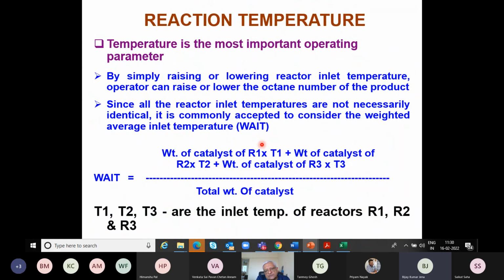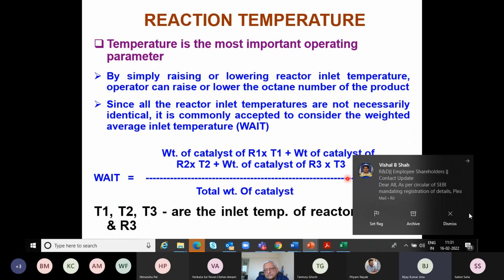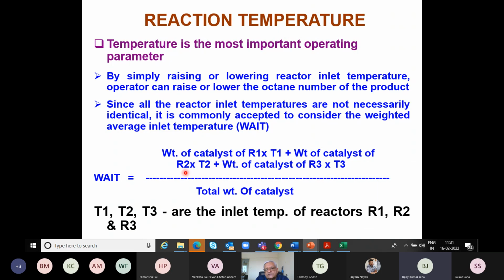There are 2 definitions. One is called the weighted average inlet temperature. This WAIT stands for weighted average inlet temperature, and that is very simple to understand. It is the weight of the catalyst in the first reactor times the inlet temperature in the first reactor, plus the weight of catalyst in the second reactor times the inlet temperature in the second reactor, and the third reactor. Generally, we don't have 4. So this sum total is divided by the total weight of the catalyst. This gives you an average inlet temperature, so to say.